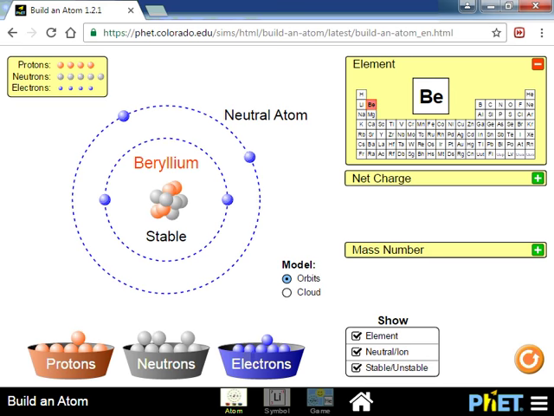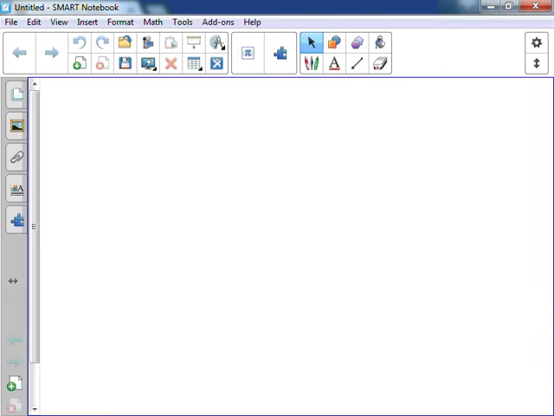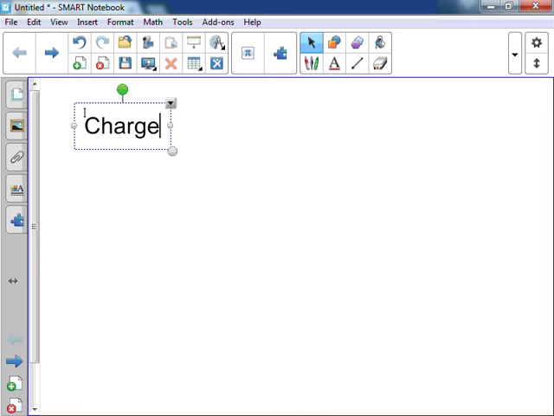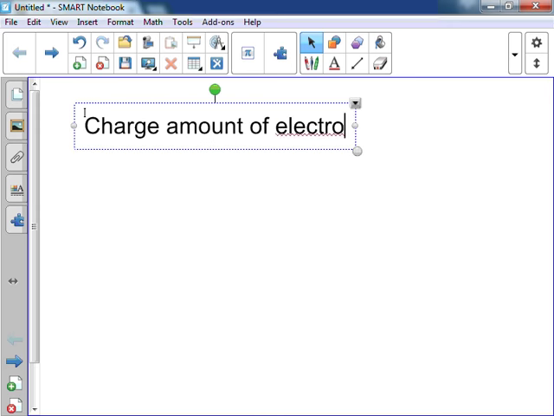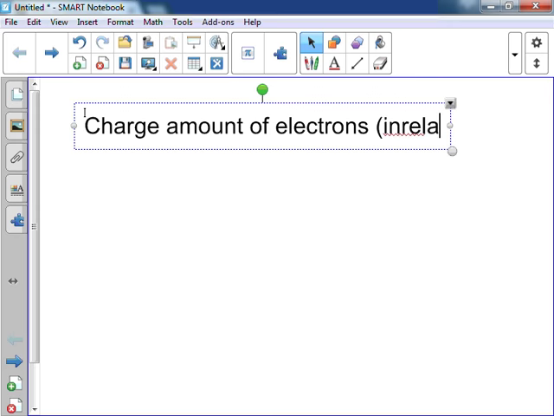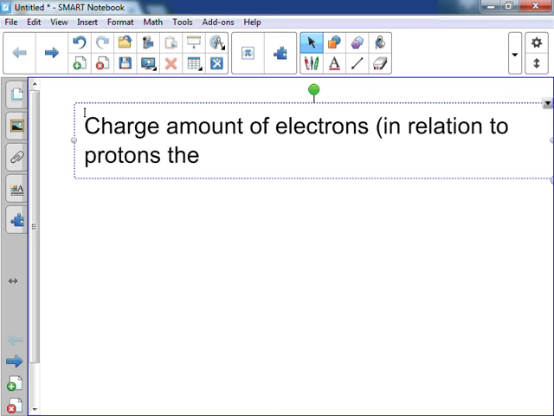So let's write down some definitions. The first definition we need is charge. We came up with a whole bunch of different definitions in all of my classes. The one that I like the best kind of combines them all, and this is the definition I'm going to give you. It's the amount of electrons in relation to protons the object has.